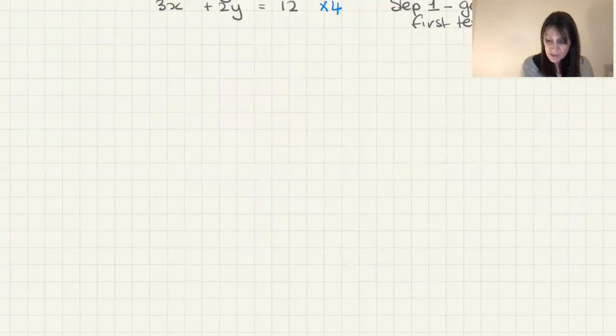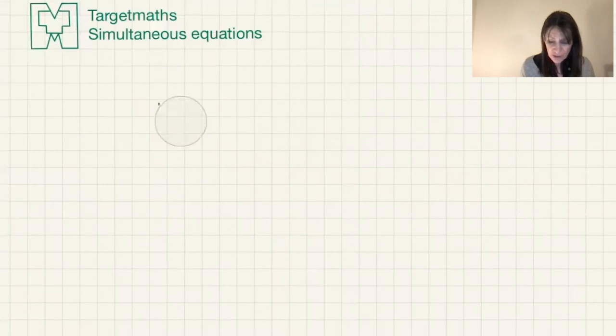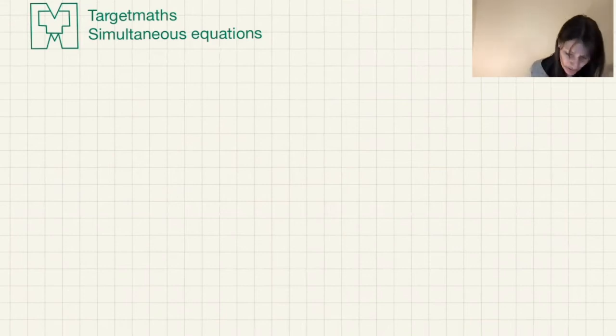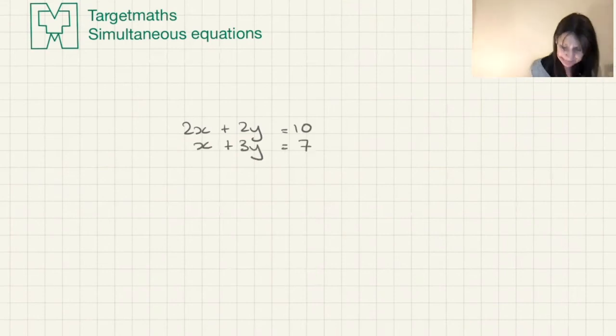But when we do this next example, I'm not going to be talking through all the steps. We're going to see it flow, hopefully, and then you'll get a better sense for how the method just builds and works through. All right. So here we go with our next question. We're going to do 2x plus 2y equals 10 and x plus 3y equals 7.